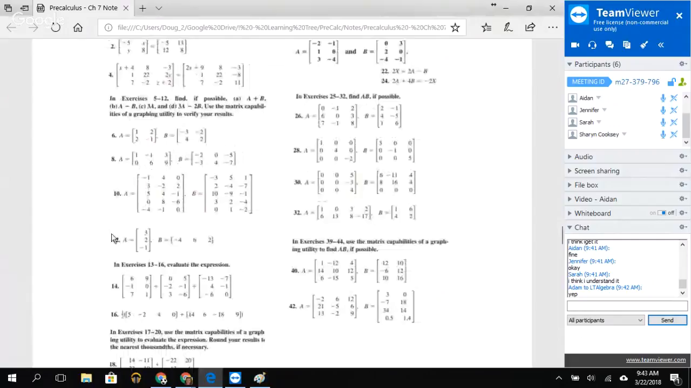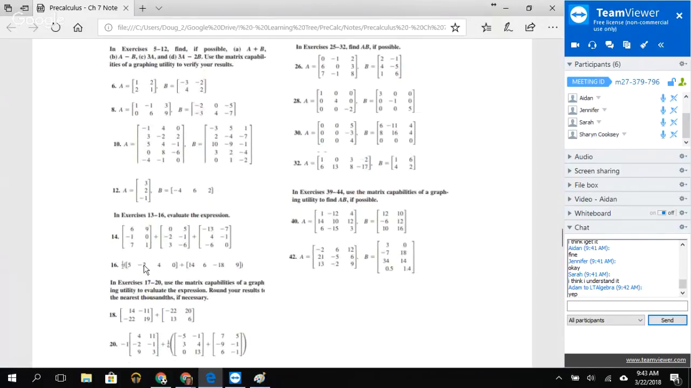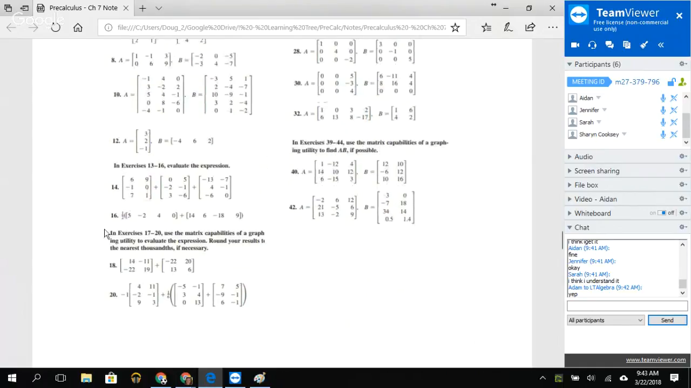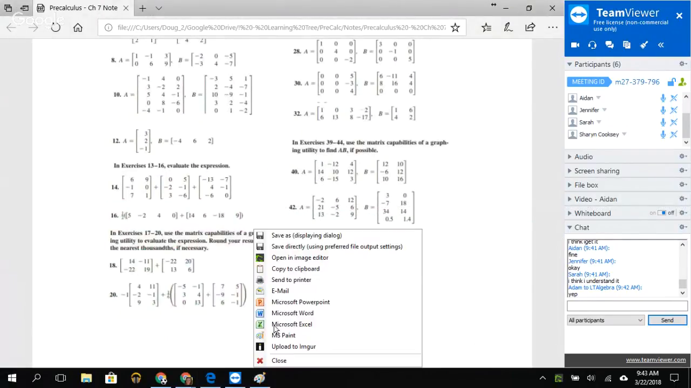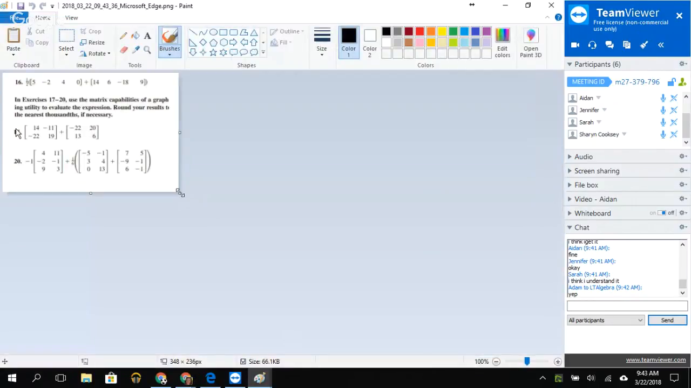And really, the rest of this is just different ways. So in these first few examples, they've given you two named matrices, and they ask you to basically find the operation. Okay. In 13 through 16, we have evaluate the expression. So they haven't given you two named matrices, they've given you basically a matrix equation to solve. Like for example, in number 16, let's pop this open. They've kind of written a matrix equation for you. Make it a little bigger here.